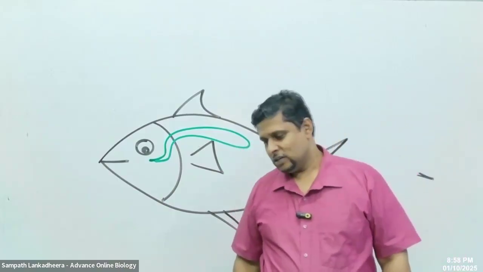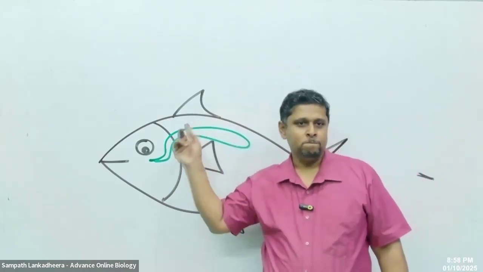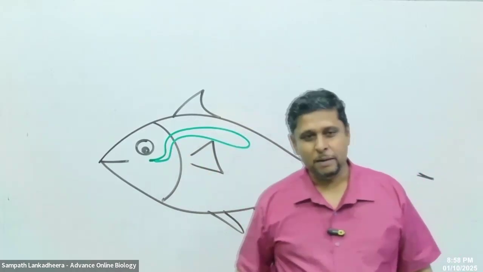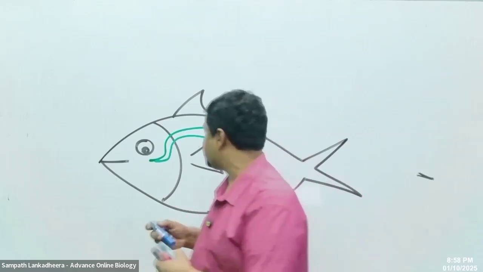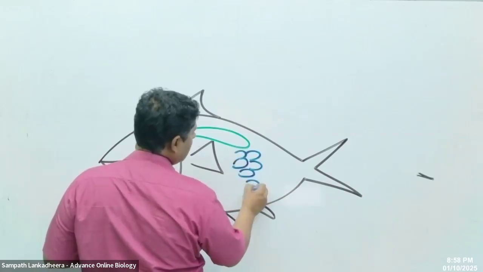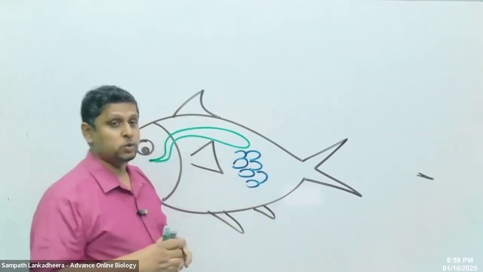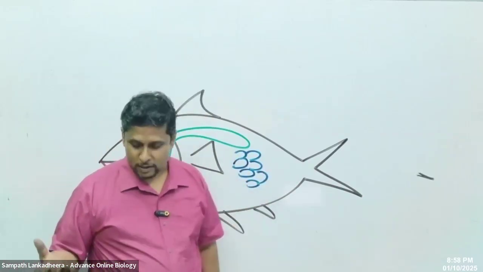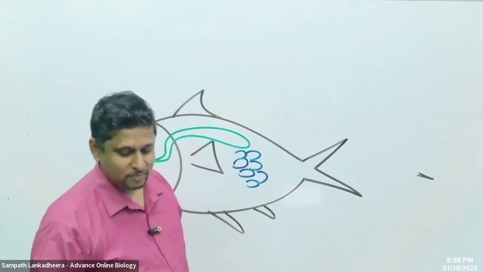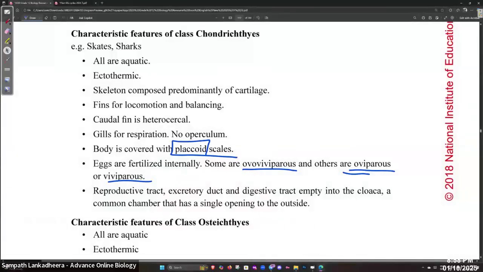So you can see, people, swim bladder is present. Two types of scales present, what you call ctenoid and cycloid. Shape wise, these scales are classified into two. Ctenoid and cycloid scales are present.